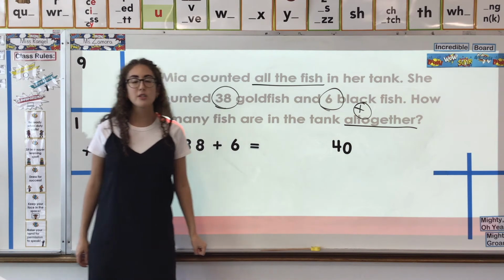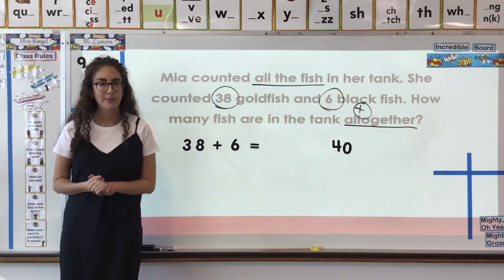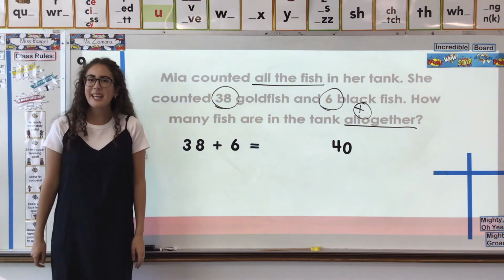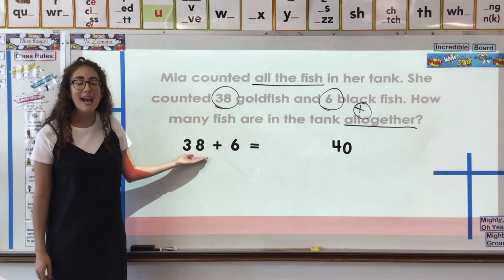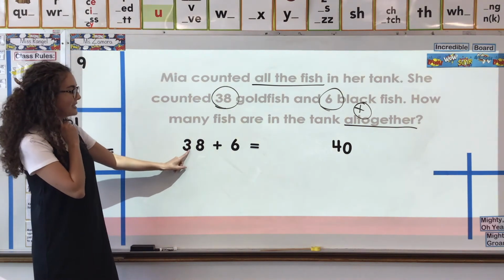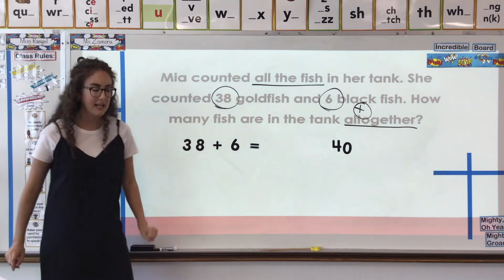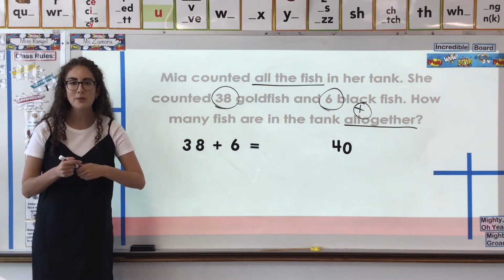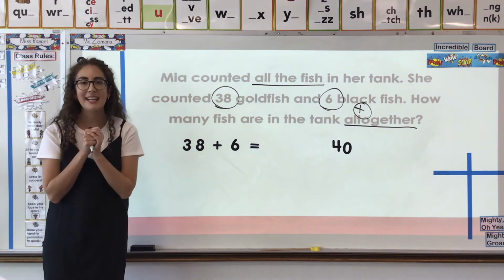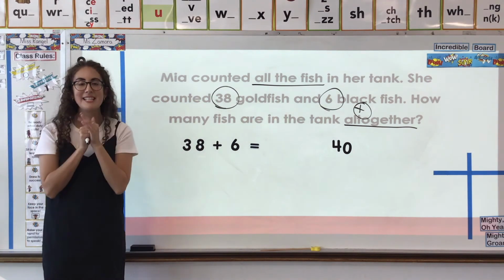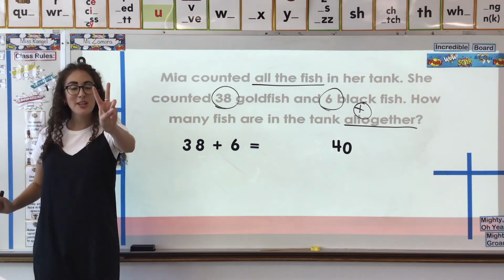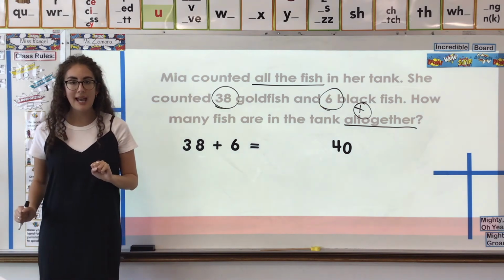So that will be the first part of our 10 plus problem. But how are we going to get 38 to 40? We can't just change it. We have to add something to this 38. What are we going to add to get 38 to 40? How many do we need? What is 8's pair to 10? It's 2. 8 and 2 make 10.